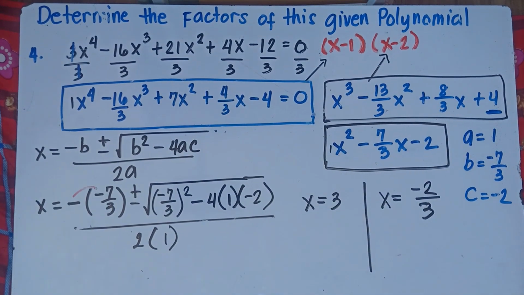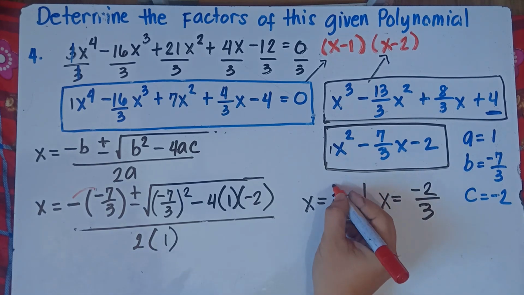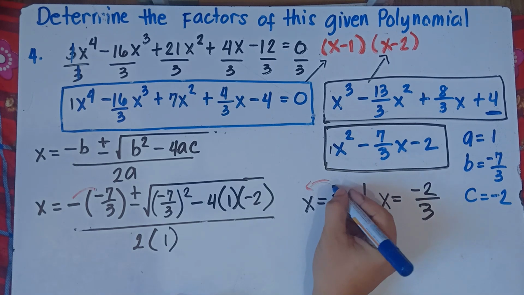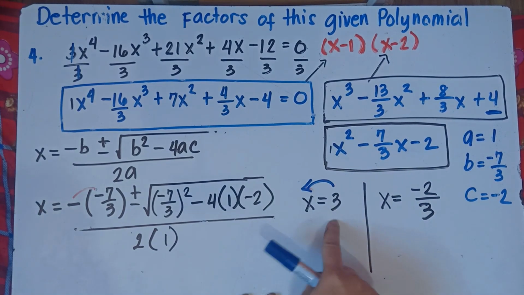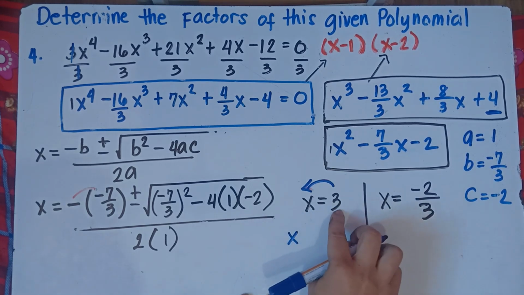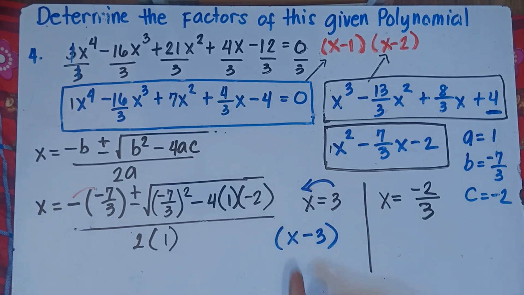class, we are not told to find the roots, we need to transpose this one, class, from right to left. So, this is x equals 3. To get the factor, transpose 3 from right to left. So this will be x minus 3. Alright, so x minus 3 is just the same with x equals 3, class. Because if you equate x minus 3 to 0, transpose 3 from left to right, and this will be x equals 3. So this is just the same, class.